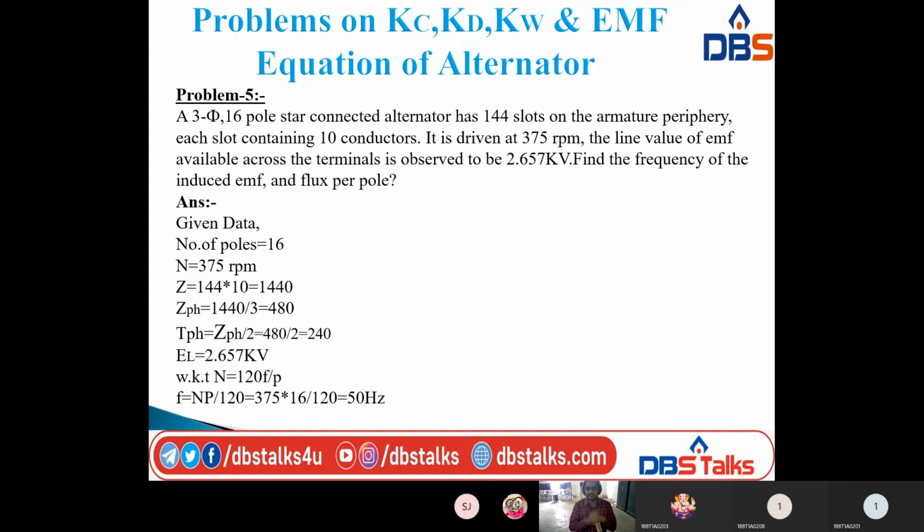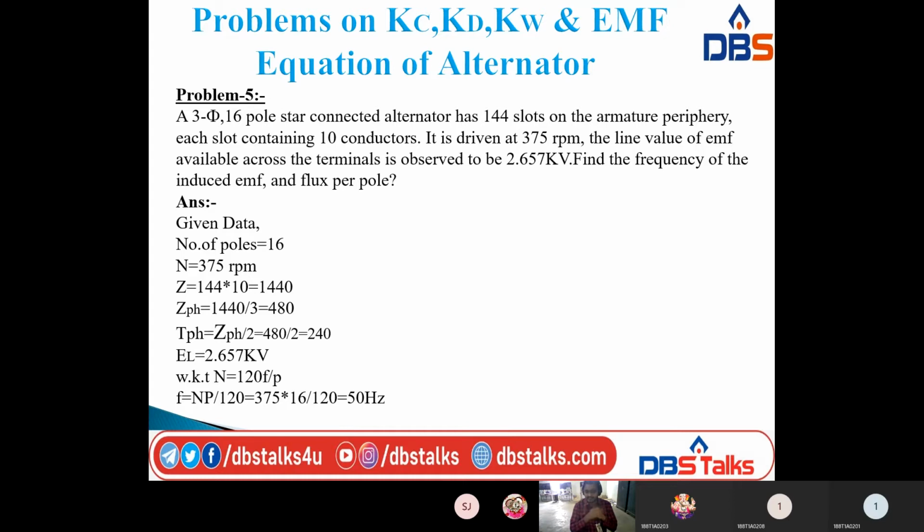What is the formula relating to the speed? Synchronous speed n is equal to 120 f by p. They have given the speed as 375 rpm, but they did not give the frequency, so we have to find the frequency. You already know the number of poles. Using this data, we calculate the frequency. From n is equal to 120 f by p, f is equal to n p by 120. That is the formula to calculate the frequency.